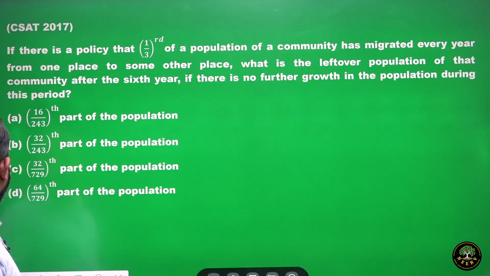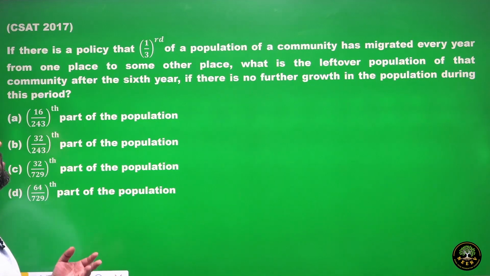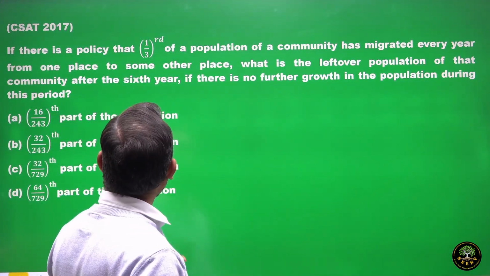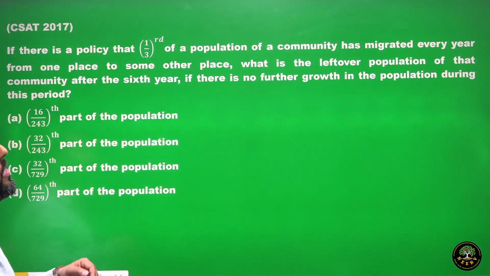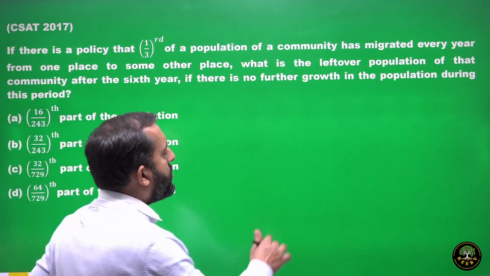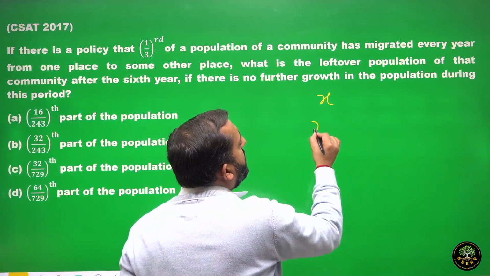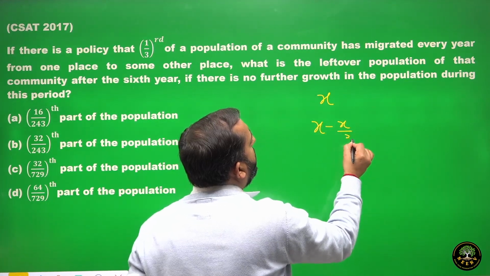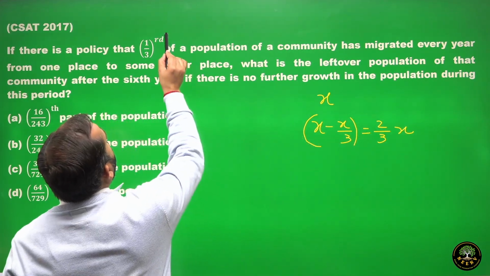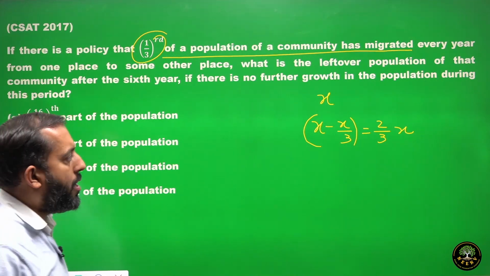Next question is this. It says if there is a policy that 1/3 of the population of a community has migrated every year from one place to some other place, what is the leftover population of that community after 6th year? Now, suppose in the beginning population is X, then at the end of next year it's going to be X minus X by 3, that is 2 by 3X, because 1/3 of the population is being migrated every year.